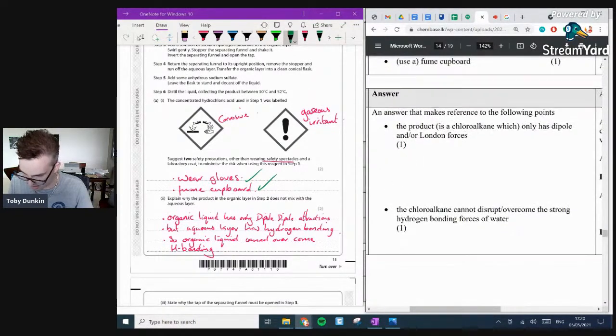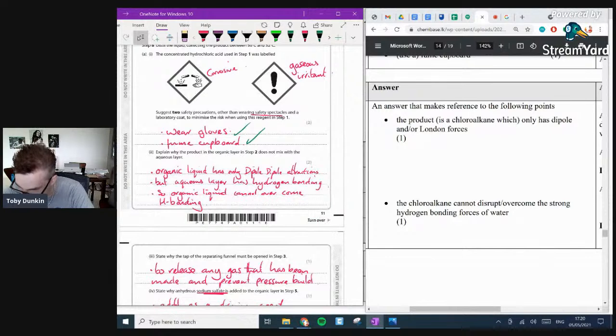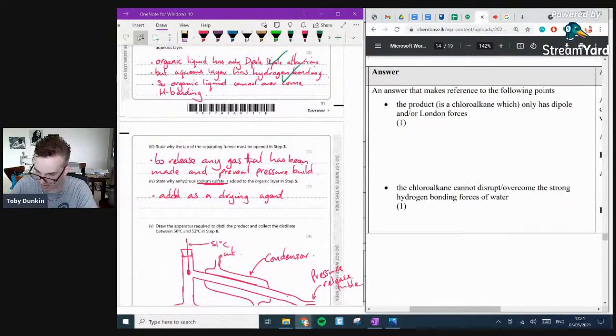Next. I didn't like this one. Why didn't it dissolve? The product is a halogenoalkane, which only has dipole and London forces. The organic liquid only has dipole-dipole attractions. The chloroalkane cannot disrupt or overcome the strong hydrogen bonding. Perfect. Like it. Next.